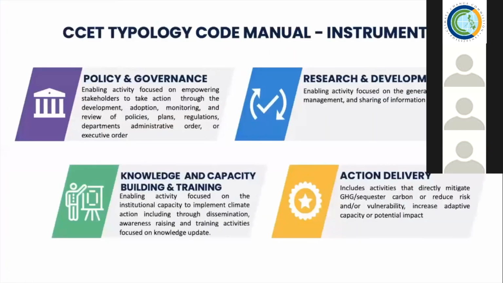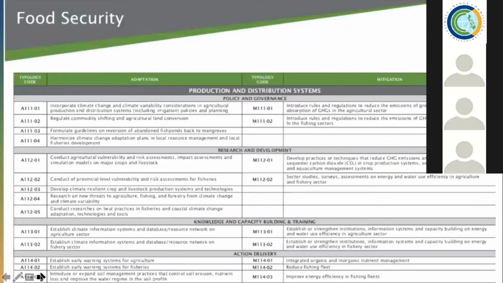Under the CCET Typology Code Manual, there are four instruments: policy and governance, research and development, knowledge and capacity building and training, and action delivery. Now, here's the sample set of typologies under the food security strategic priority.